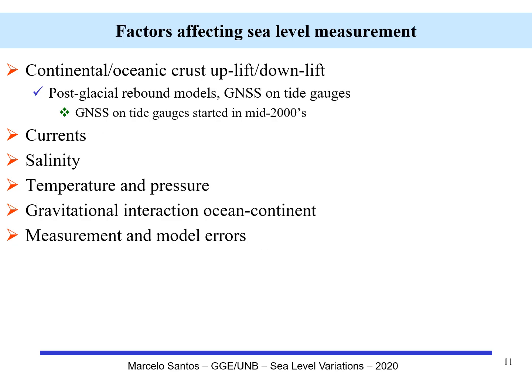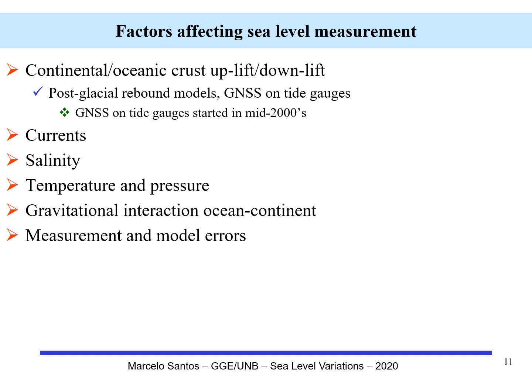The factors that affect sea level measurements are continental and oceanic crust uplift and downlift, dependence on post-glacial rebound models or GNSS, but we have to realize that GNSS on tide gauges for this purpose started to be implemented in the mid-2000s. Currents, salinity, temperature and pressure, not just of the sea, but also atmospheric. If one attempts to determine the sea level topography via the local response method, one needs temperature and pressure.